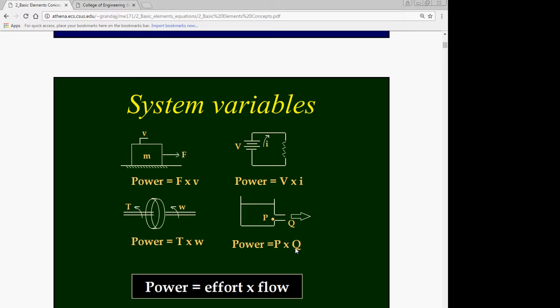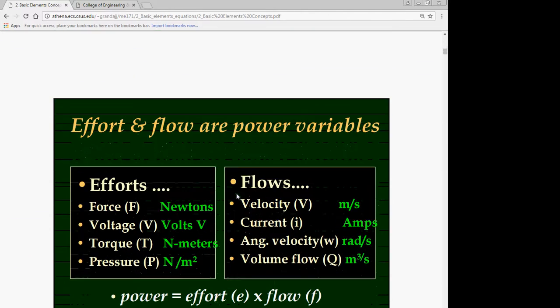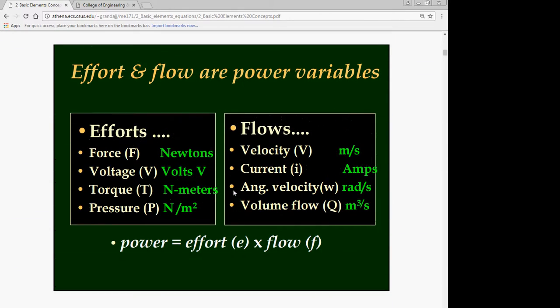So these two variables are going to be the ones that interact with the other elements in the system, and the ones that we want to use to find out the constitutive laws of each element. So let's take a look in here at making a summary of what I said.